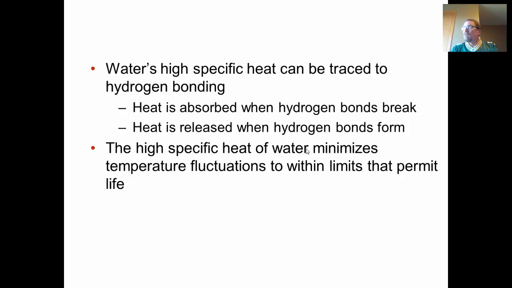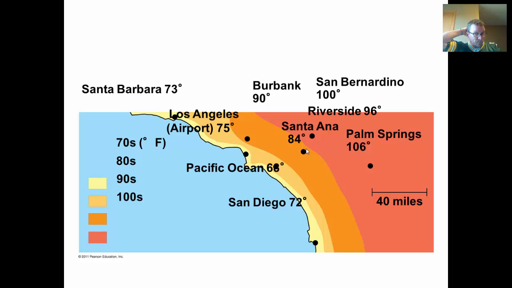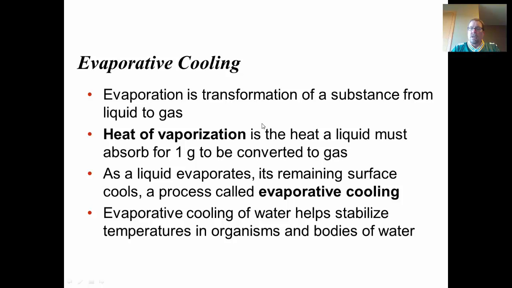It minimizes temperature fluctuations, not only in living organisms, but on our Earth. Here, I'll show you a picture. You can see the Pacific coast and the California coast there. And you can see the average temperature on the coast, because it's right next to the Pacific Ocean, really stays fairly moderate. I mean, yes, it does get high at times and everything, but this is really fairly moderate.